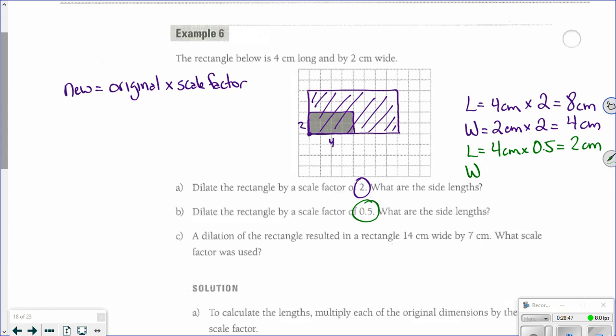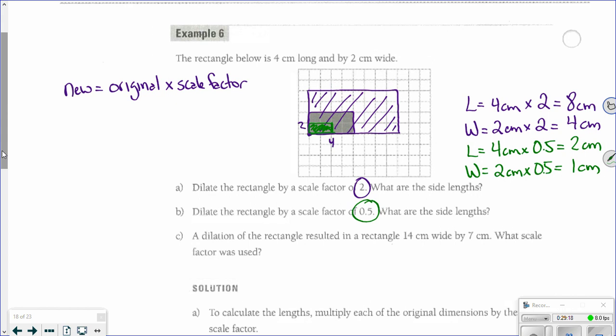To find my new width, I take my original width, which was 2 centimeters, times it by my scale factor of 0.5, which is going to be 1 centimeter. So my new one in this case is 2 centimeters long by 1 centimeter wide. So this right here, this little box, is going to be my dilation by a scale factor of 0.5, or my reduction.